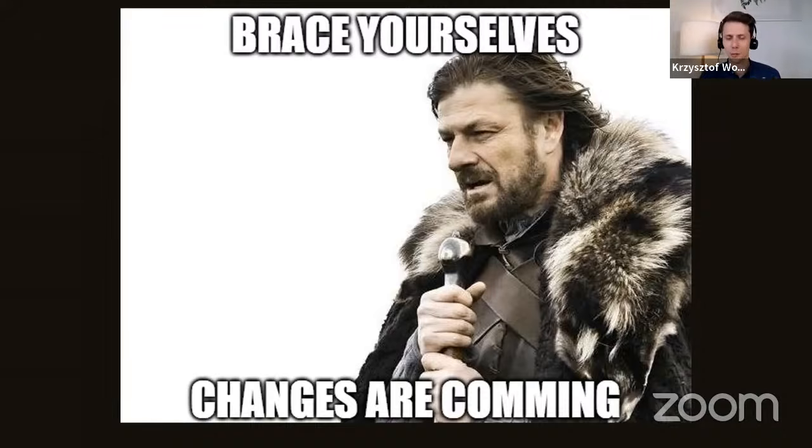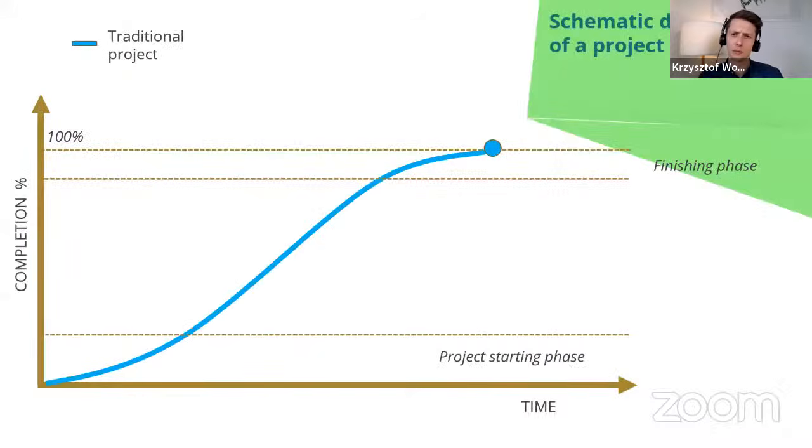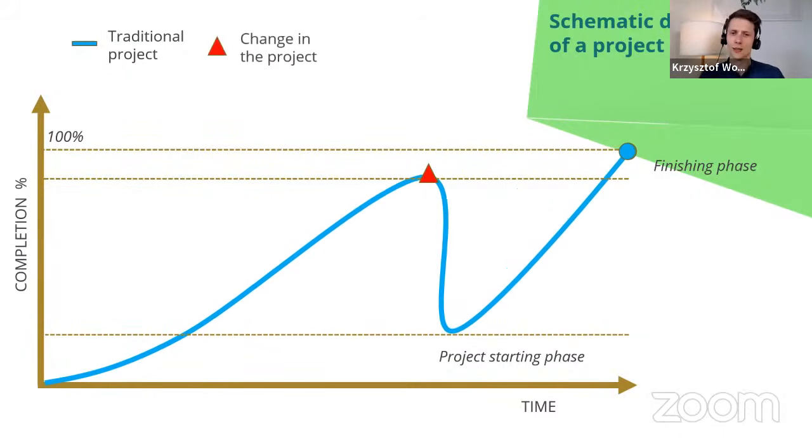So we know that changes are coming because every designer has experienced that. Now we need to prepare our models. I have prepared some graphs, some schematic description of a project. On the X axis, we have time. On the Y axis, we have completion of a project, with the starting phase and the finishing phase. This is the traditional way of working. When changes occur, as I said, it can destroy our project. From the finishing phase, we can come back to the project's starting phase, and then our delivery will be much, much longer.